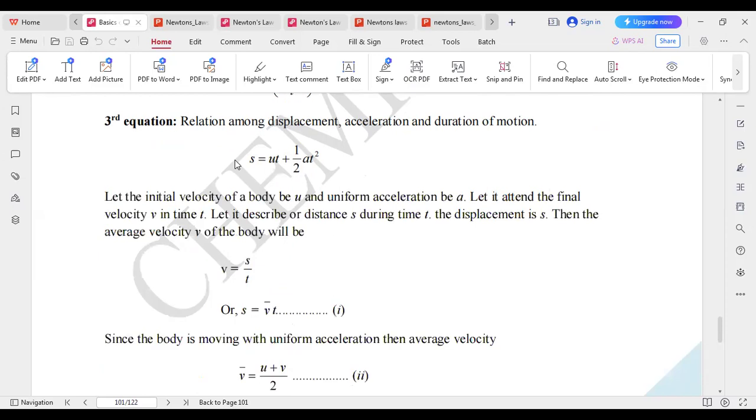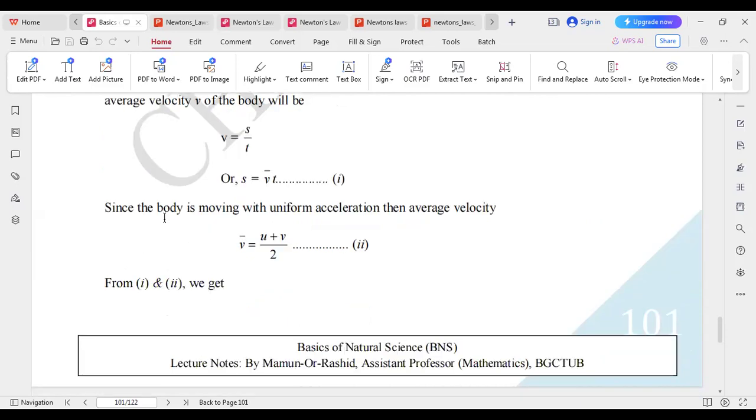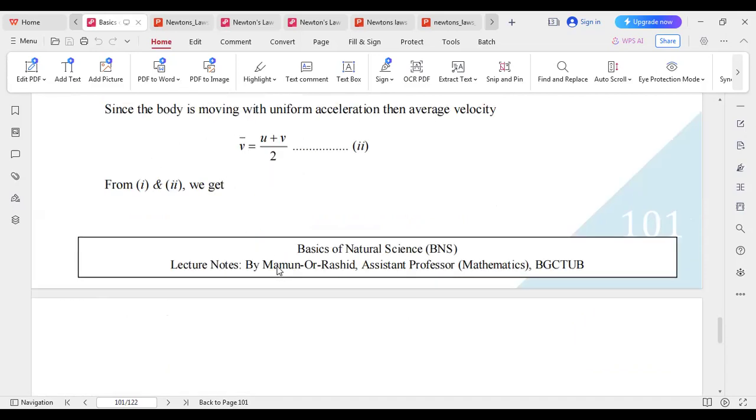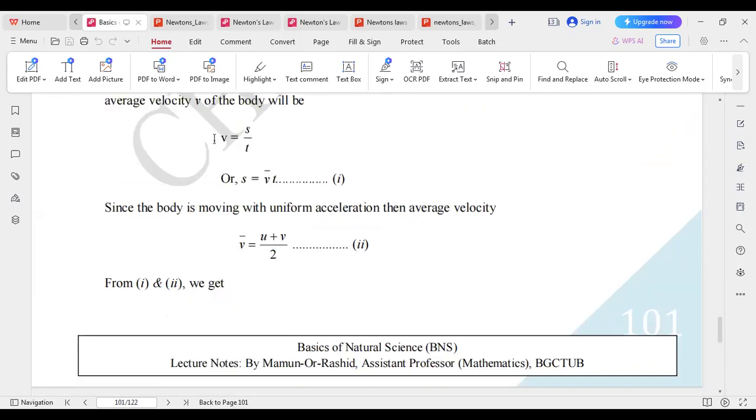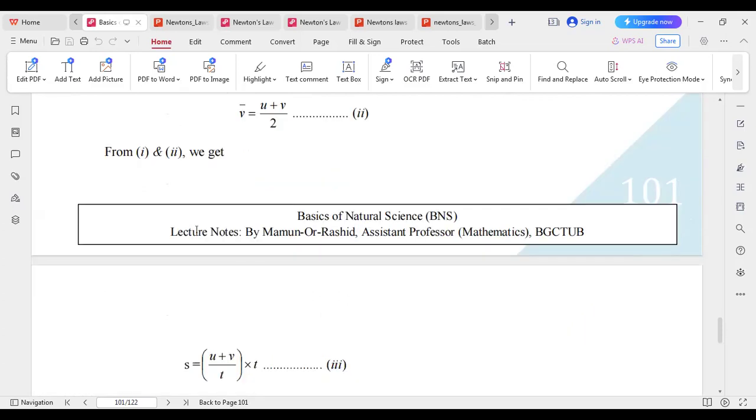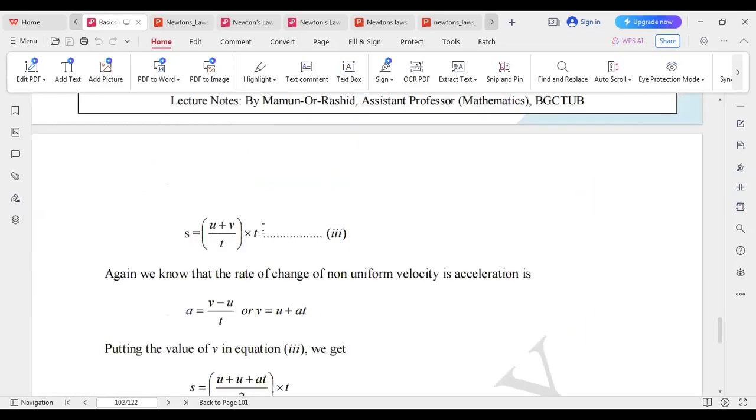Now, the third equation will be s equals ut plus half at square. Let the initial velocity of a body be u and the uniform acceleration be a. Let it attain the final velocity v in time t. Let it describe a distance s during time t. The displacement is s, then the average velocity v bar of the body will be v bar equals s by t. So by cross multiplication, s equals v bar t. Again, the body is moving with uniform acceleration, so the average velocity will be v plus u by 2. Just putting the value of v bar here, we get s equals v plus u by 2 into t.